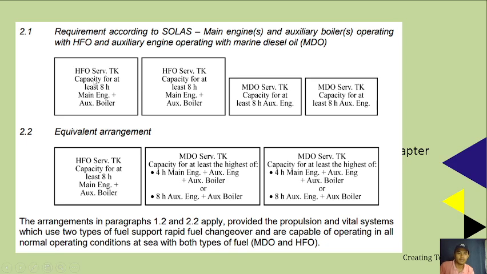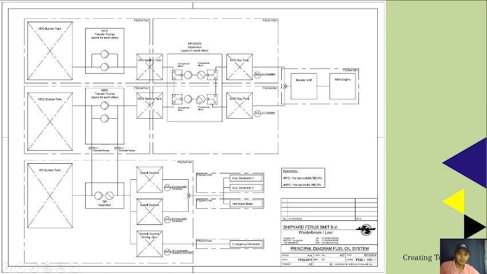So you can also have this set up: 2 HFO service tanks and 2 DO service tanks. Another equivalent arrangement is an HFO service tank with MDO service tanks of 4 hours and 8 hours, and another MDO service tank of 4 hours for the main engine. So 2 times 4 hours is equivalent to 8 hours. So, a sample diagram on a ship.